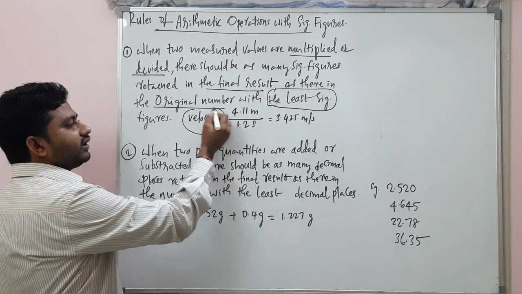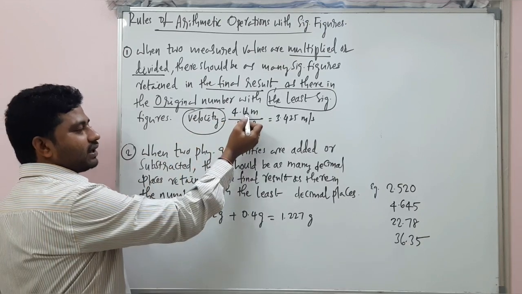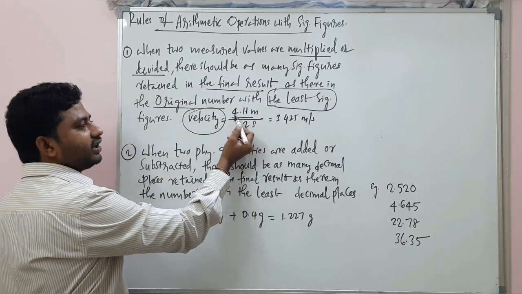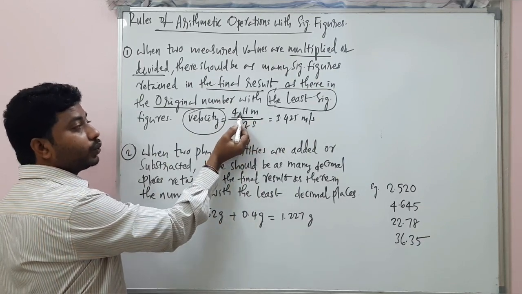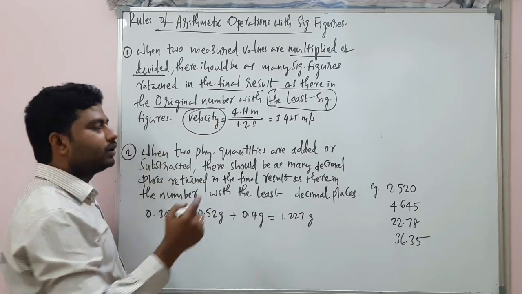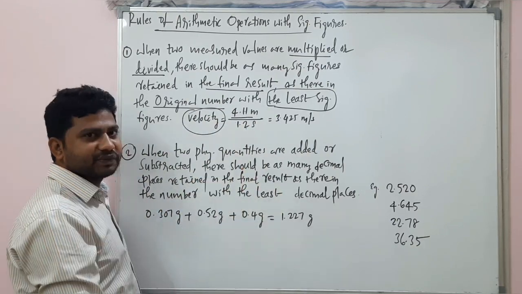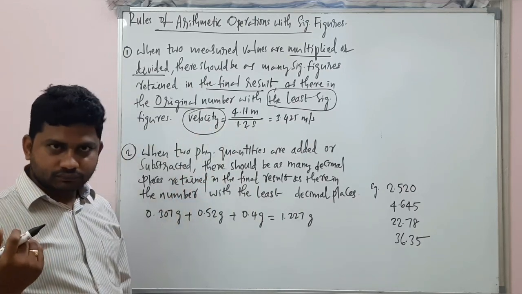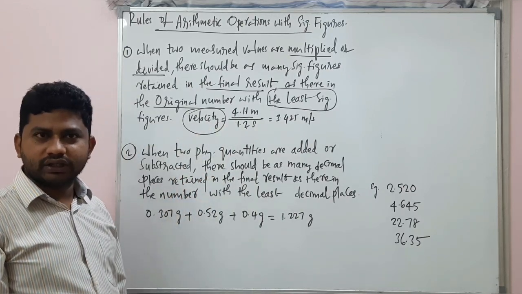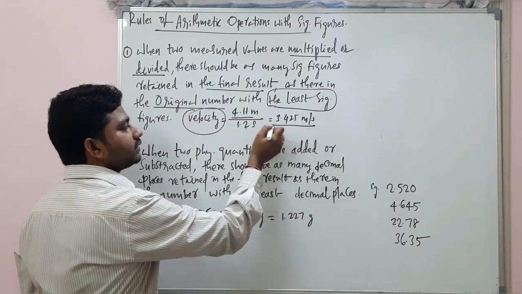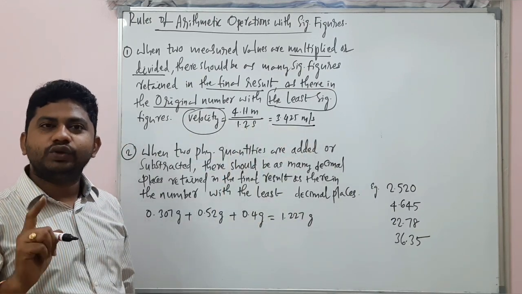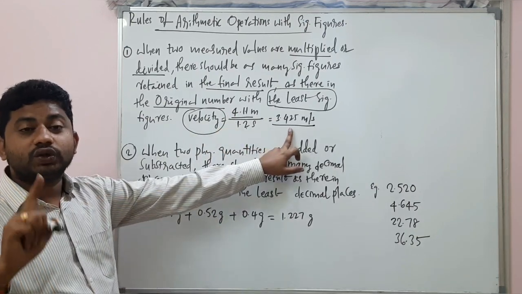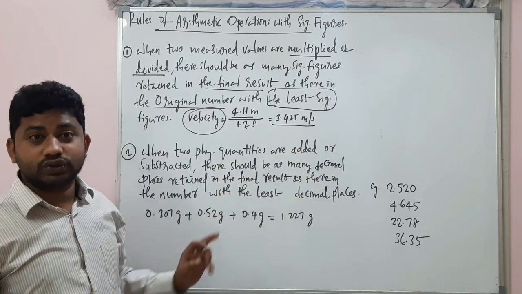Finding the velocity of an object: distance or displacement by time. Displacement is a quantity having some measurement, you can see 4.11 meter, by time. Time is a quantity which has its measurement, which is 1.2 seconds. Displacement by time. You are dividing two physical quantities, and you will get the final result. But it is not according to the significant figures rules.